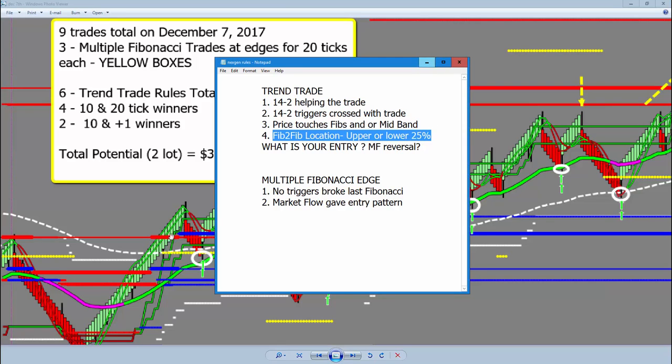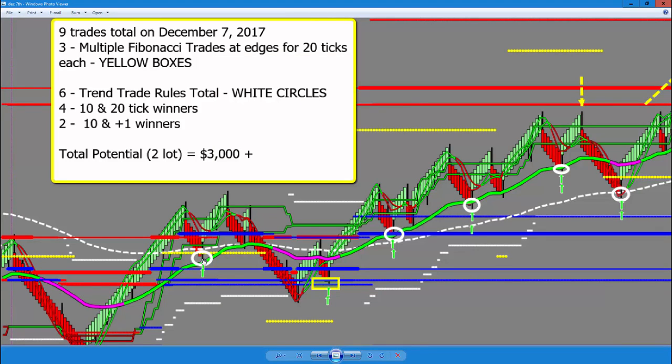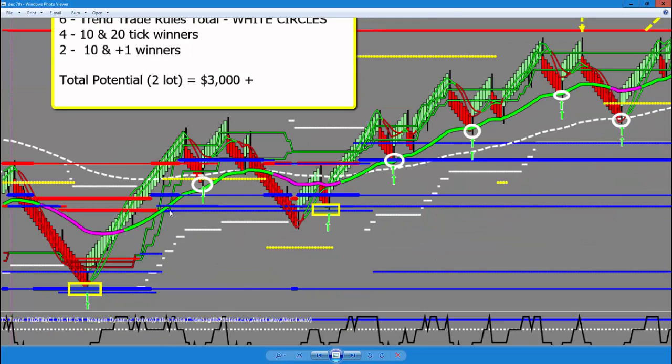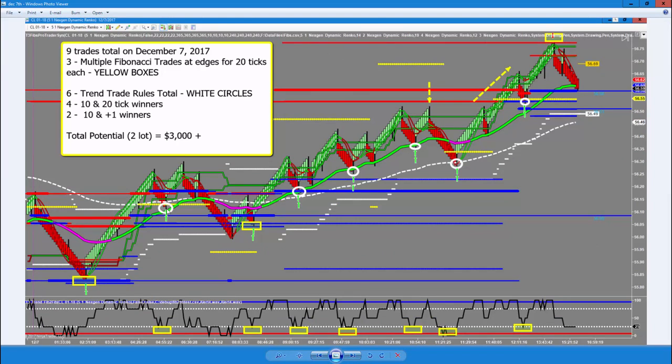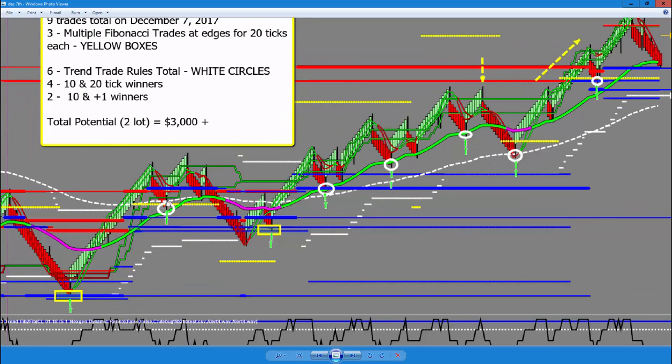So again, you can see triggers are up, pull back to our midband, and we get a trend trade long here. Most people will use the market flow as an entry signal. Usually, at the edges, you can be a little more assertive, multiple time frame fibs. But for sure, when your small triggers are above your synthetic triggers, you can be a little more assertive.